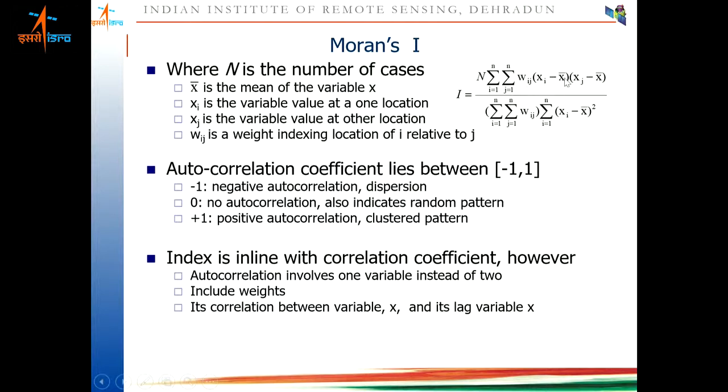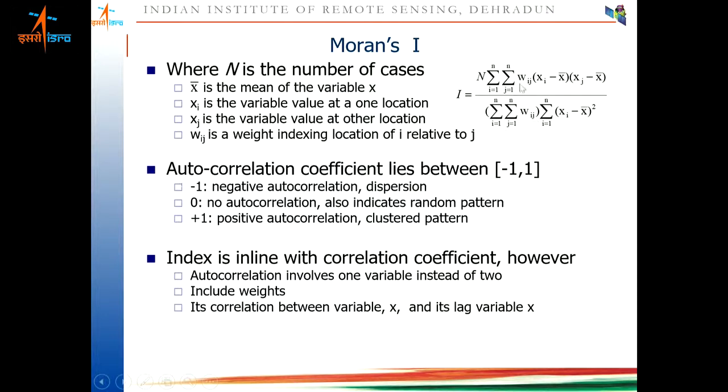Then xi minus x bar, where x bar is the mean of variable x, and xj is the variable at location j. These things, xi, xj, x bar, are measured or observed values, but wij is the weight, which needs to be calculated. There are many ways to assign these weights: based on distance, based on inverse distance, based on contiguity properties. There are a few ways, and I will come to them later.